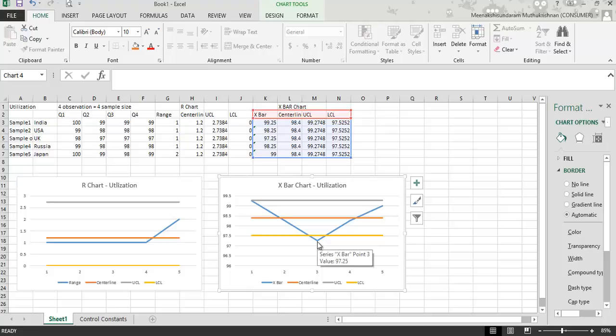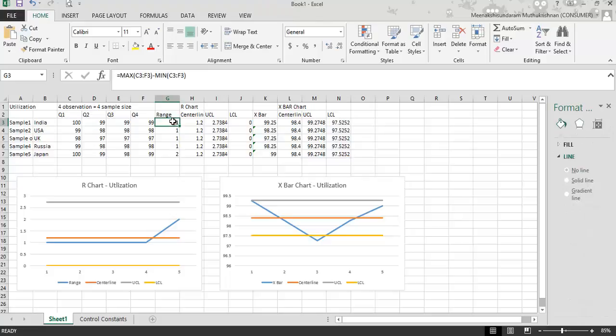So I hope this video helps you understand the purpose of this XBAR R chart. And for your information, if the sample size is beyond 10, using the range is not a good idea. It's always better to use the standard deviation. That's why, when the sample size goes beyond 10, we recommend using the XBAR S chart, where S is nothing but standard deviation.